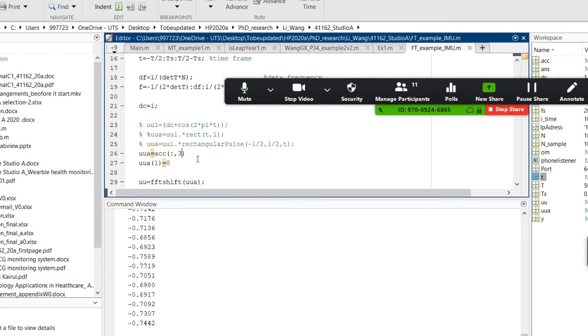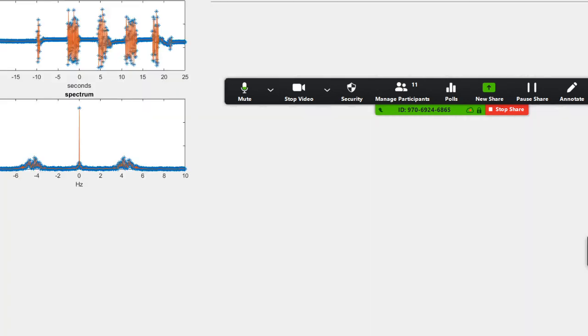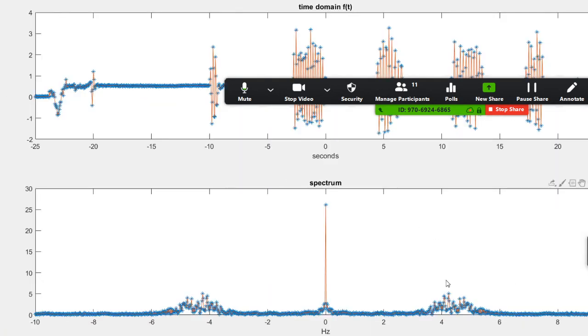Sorry, this is the third value of acceleration, so that means z-axis. I put x-axis to see what happens. And on the x-axis maybe the DC component will be smaller. So we go wrong. The DC component is still big, but most of my movement is in this area, nearly 5 hertz, sometimes 5 hertz, 4 hertz.